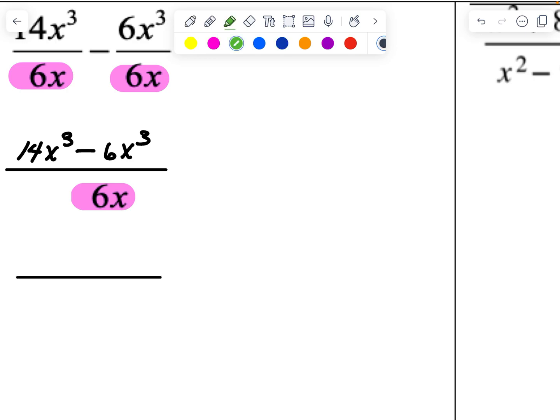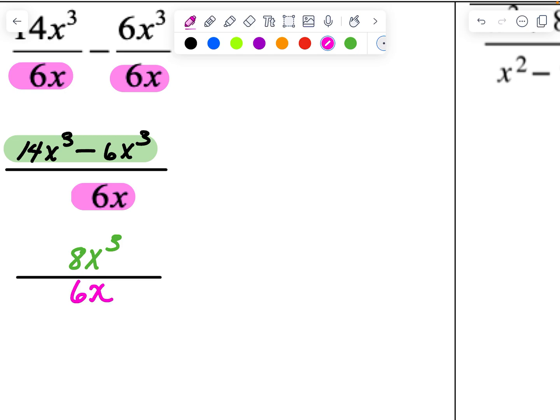So our numerators are 14x to the power 3 minus 6x to the power 3. And seeing as they're both the same x to the power 3, 14 minus 6 is 8. So I have 8x to the power 3 over 6x. And then all we're going to do is reduce.